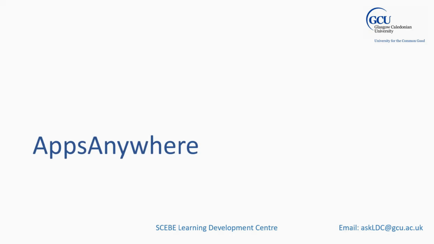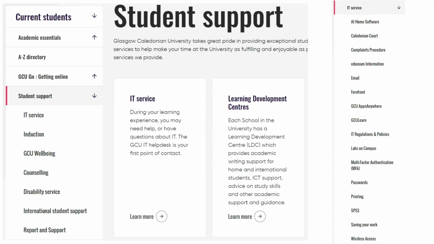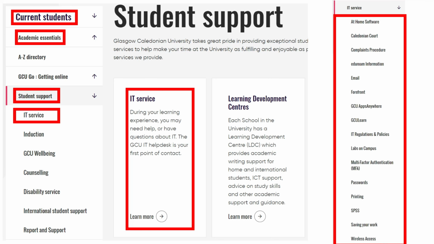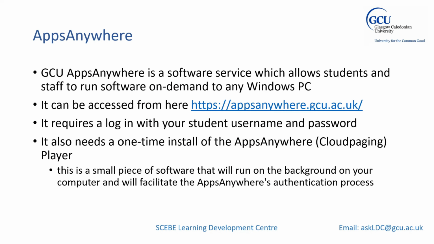Apps Anywhere. A very useful resource indeed. You can find Apps Anywhere again by going in through the Student Support IT service, and then on the list that comes up, select GCU Apps Anywhere, or you can install direct from this link. It's a software service which allows students and staff to run software on demand to any Windows PC.